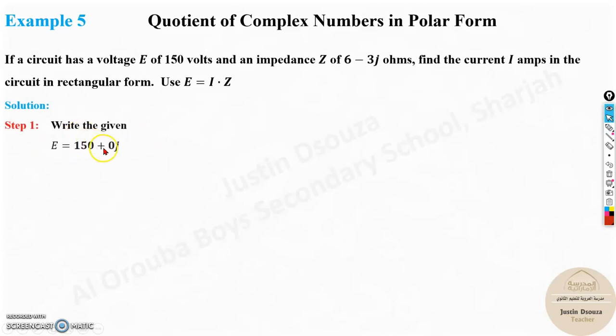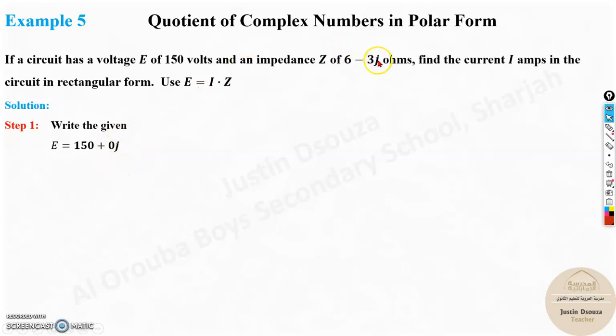So over here, write the given. Now, when we are writing, see this ohms, that's the resistance, is given properly in complex form. But what about the voltage? There is no imaginary part. The voltage is only 150. There is no imaginary part, which means the imaginary part is 0.